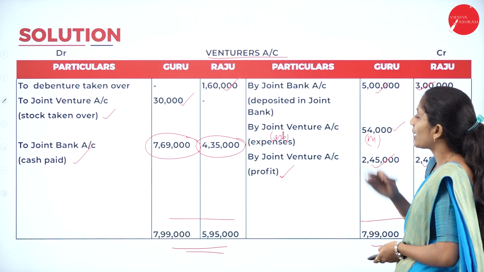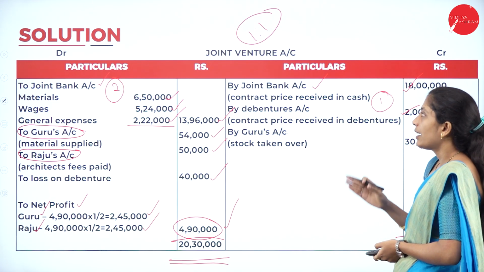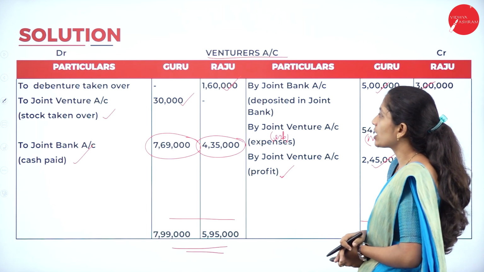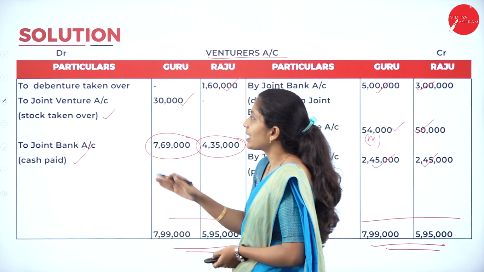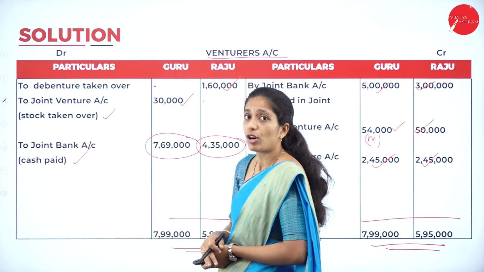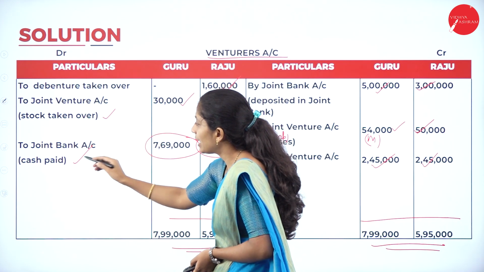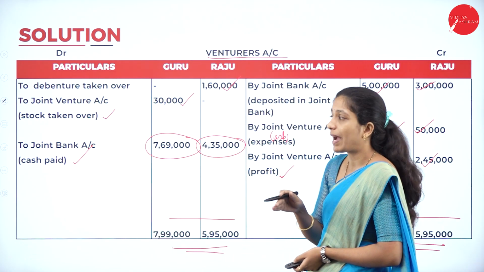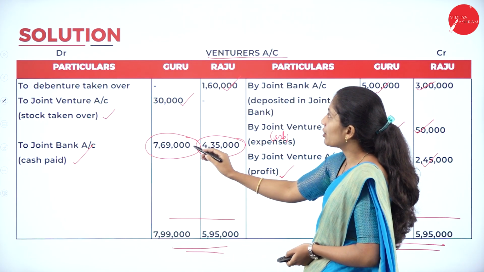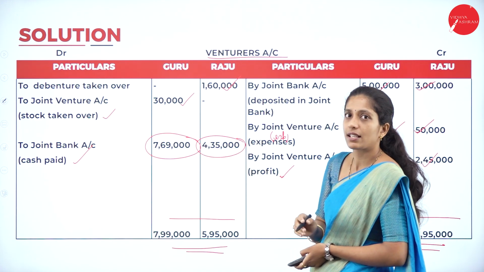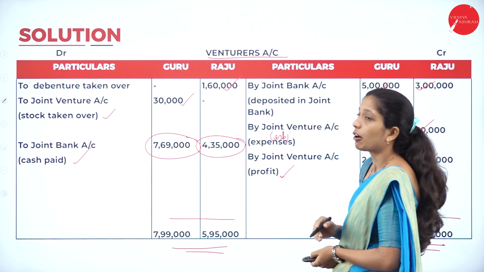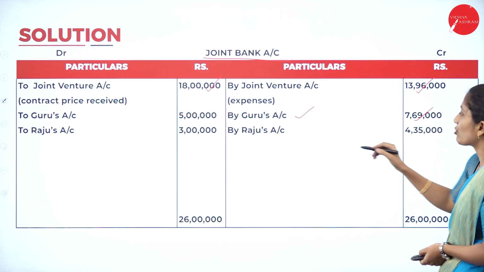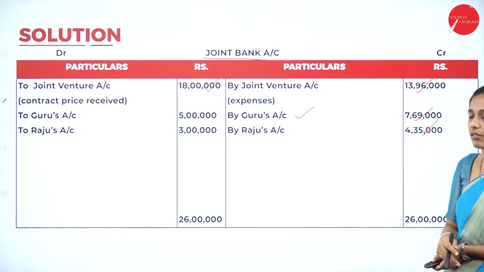Now come to the next one. No other amount has been transferred to joint bank account. Come to venturers account. If you see the debit side, whether we have transferred any amount to joint bank account, here the balancing figure has been transferred. So how do you record in your joint bank account? That is by Guru's account 7,69,000, by Raju's account 4,35,000.